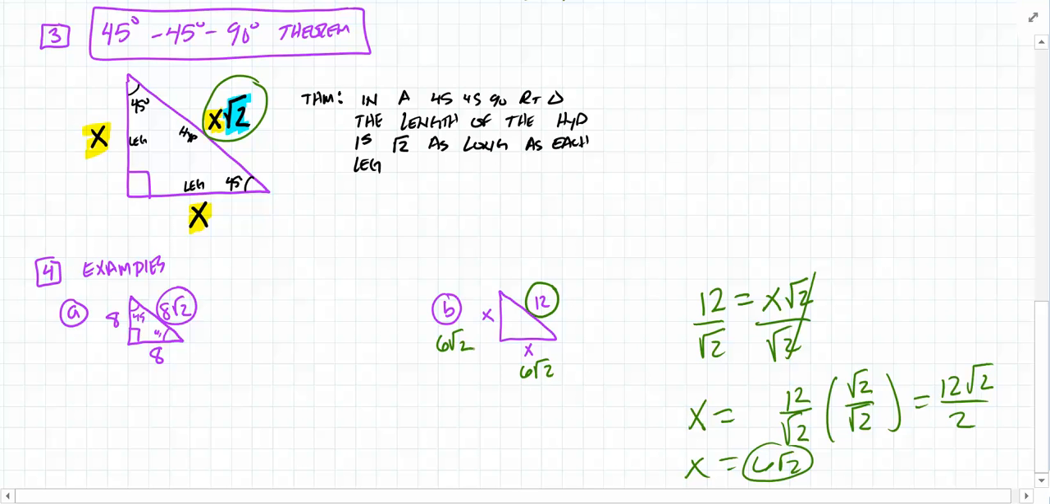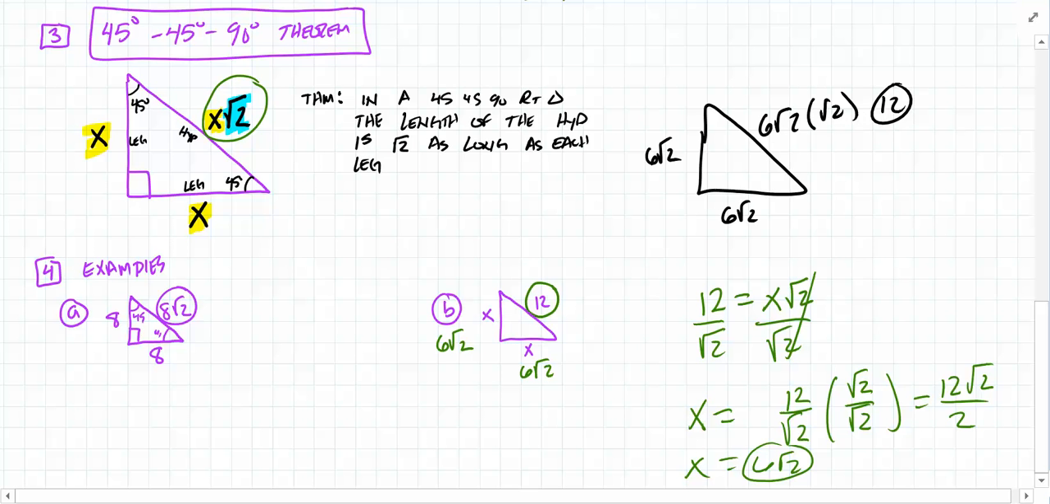Now, notice how much easier this problem would have been if I gave you the other way, okay? If I gave you this picture and said this was 6 radical 2, and this was 6 radical 2, then you would just go 6 radical 2 times radical 2, which of course would then just be the 12. So it does still work out, okay? So the relationship says x, x, x radical 2. You got to have that memorized.